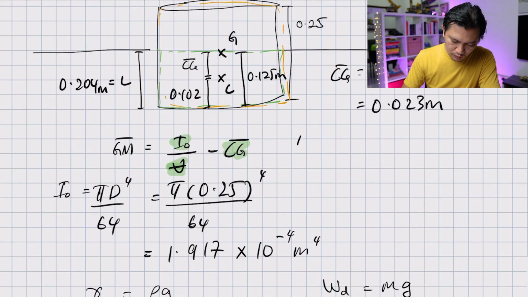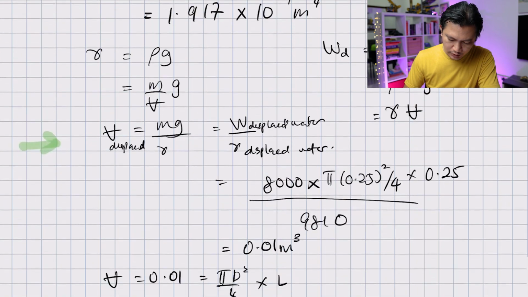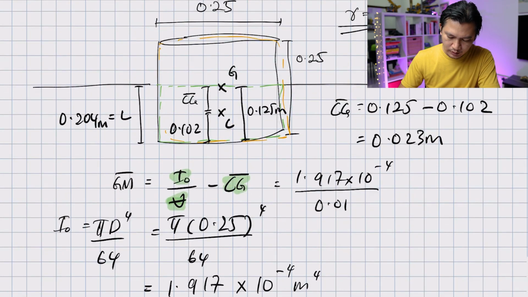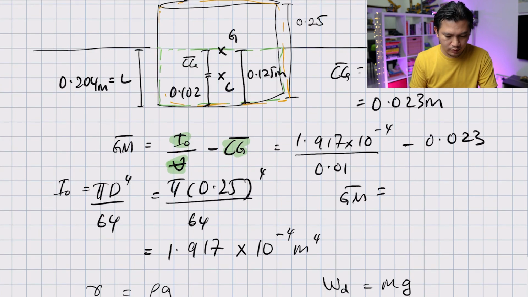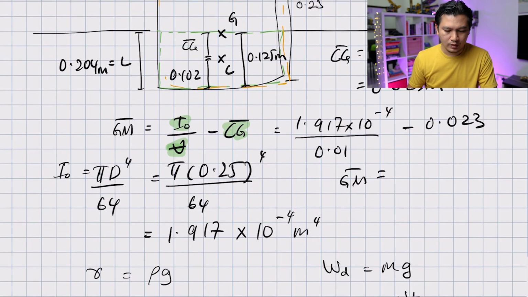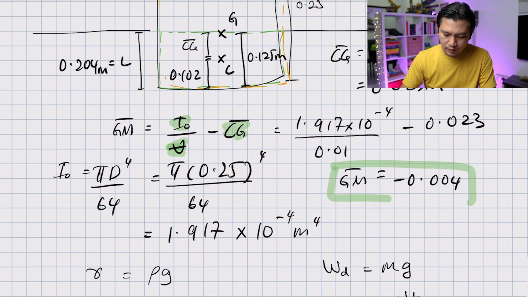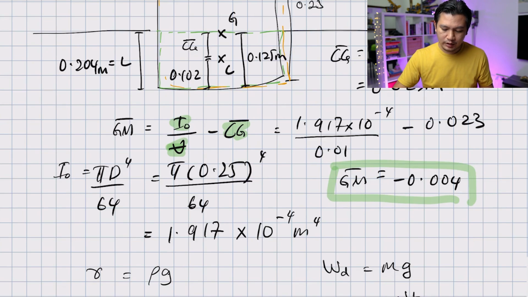Okay, so I over V is 1.917 times 10 to the power of minus 4 divided by our volume of displaced water, 0.01, minus 0.023. And therefore our GM is 1.917 times 10 to the power of minus 4 divided by 0.01 minus 0.023. And I will end up with minus 0.004. And that is your answer, everyone. So now we know that GM is minus 0.004. So the answer is, the object is unstable.